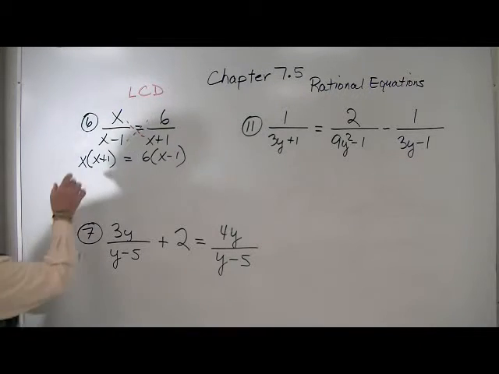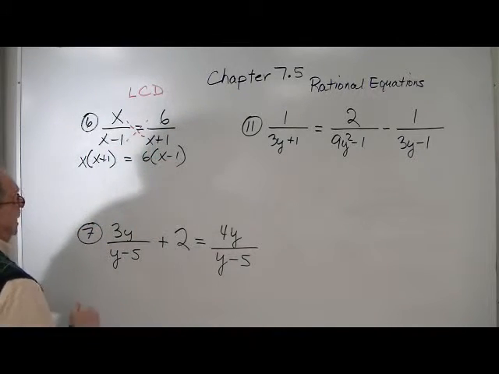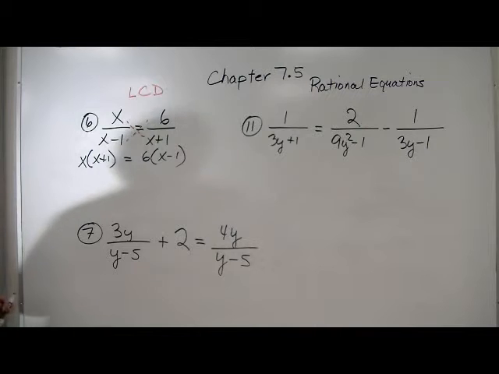Now, that's the same as multiplying both sides by each of these. But when it's in a fraction form like that, you can just cross multiply. And notice we've gotten rid of the fractions.